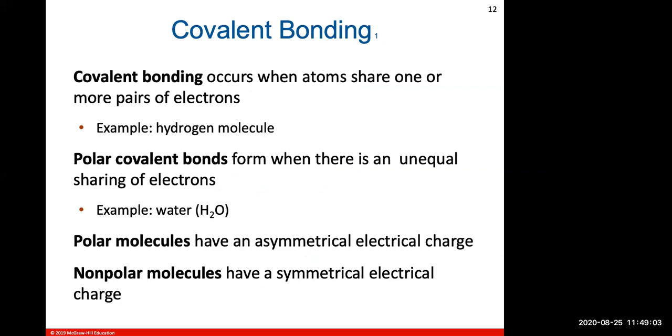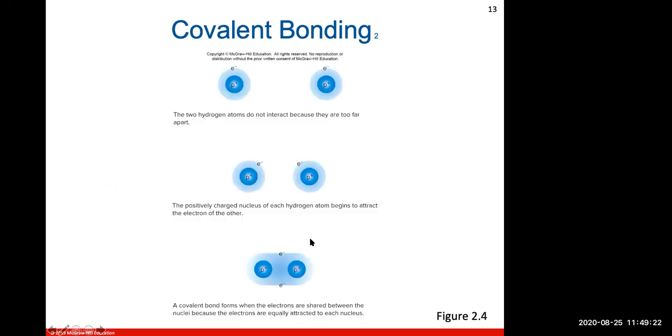A nonpolar molecule will have a symmetrical electrical charge. A polar molecule means that one side of the molecule will have a positive charge and the other a negative charge. And a nonpolar molecule means the charges are exactly aligned. Let me show you an example of this.